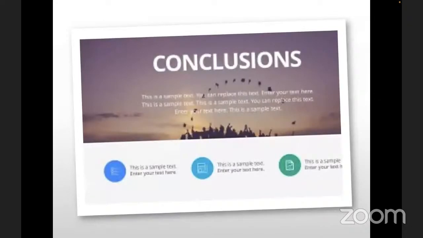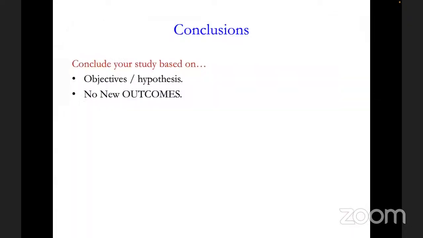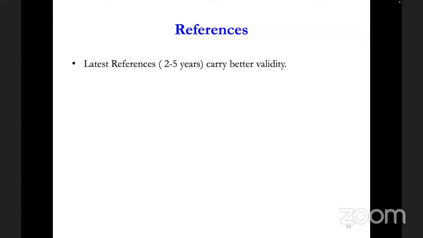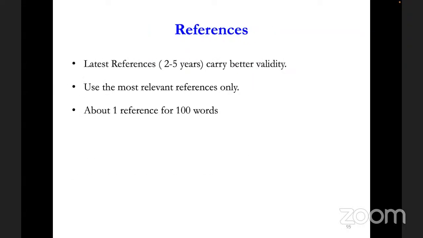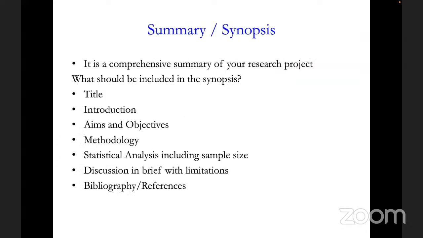The subsequent part of your dissertation is the conclusion. You conclude your study based on your objectives and hypotheses. Nothing else, no new outcomes, no presumptions. What you have done, what you have previously decided, you need to document only on those things. And then finally, you add on the references. I mentioned earlier, preferably in the last 5 years, add one reference for approximately 100 words and use most relevant references only as a part of your references.